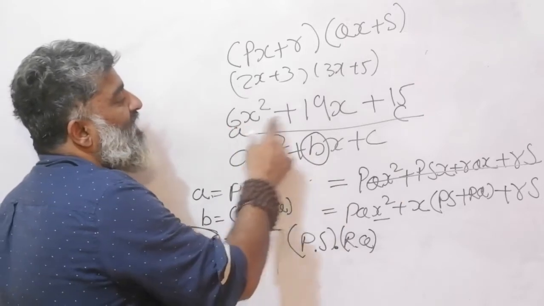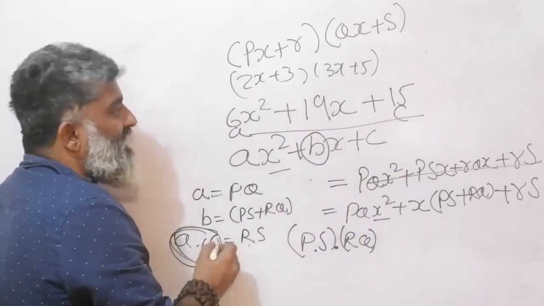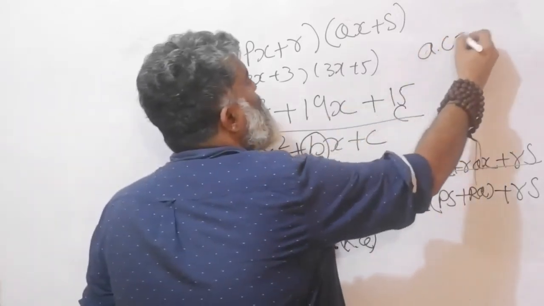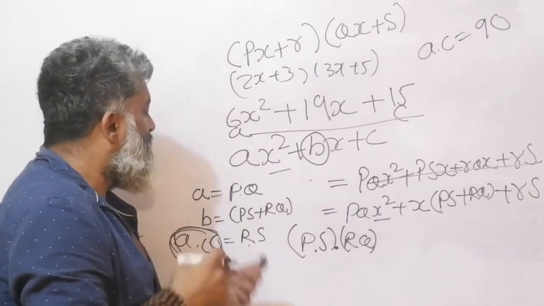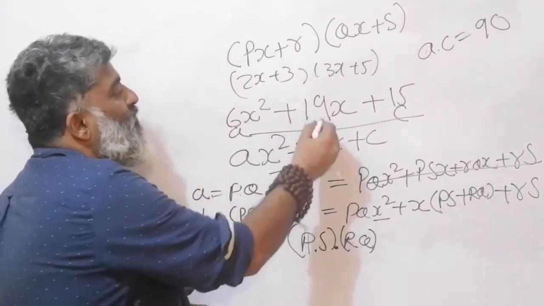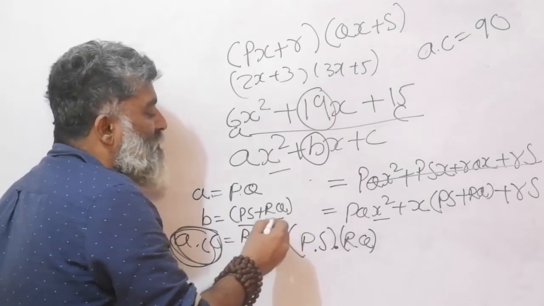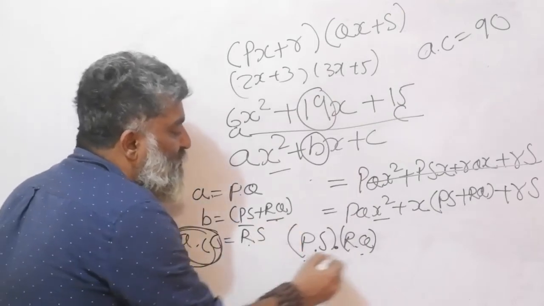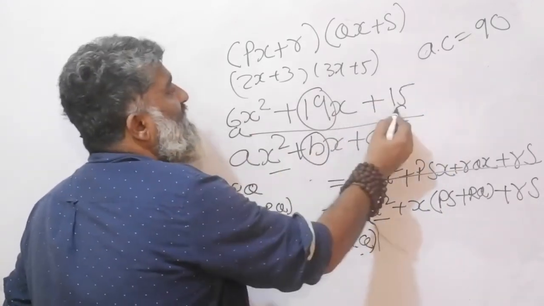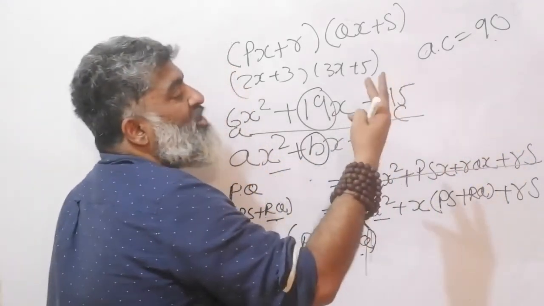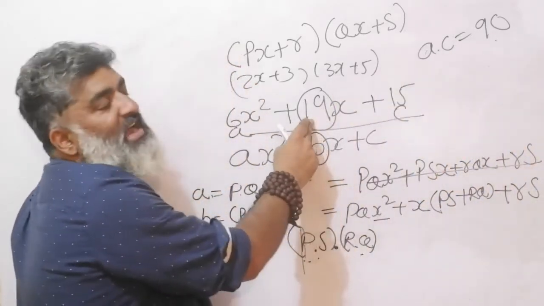I have ax square plus bx plus c. I do a into c, right? A into c in this particular story is going to give me a 90. 15 into 6 is going to give me a 90. What am I looking for? I am looking for the middle term being a sum of two numbers whose product gives you a dot c. A dot c, the product is 90. I am looking at two terms whose product is 90 and the sum is 19.